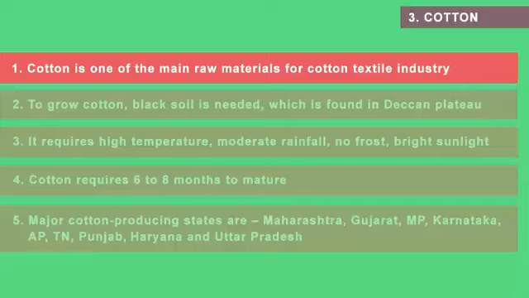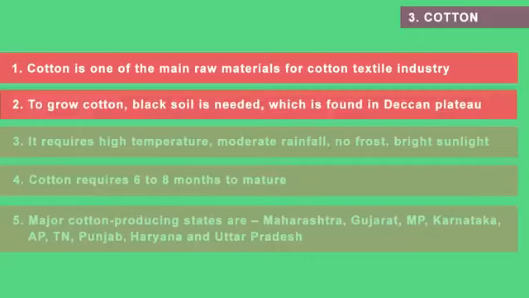And the next one is cotton. Now cotton is one of the main raw materials for the cotton textile industry. I mean, this is a huge industry. It's a multi-billion-dollar industry. To grow cotton, you need black soil. So where do you find black soil in India? It's found in the regions of the Deccan Plateau.